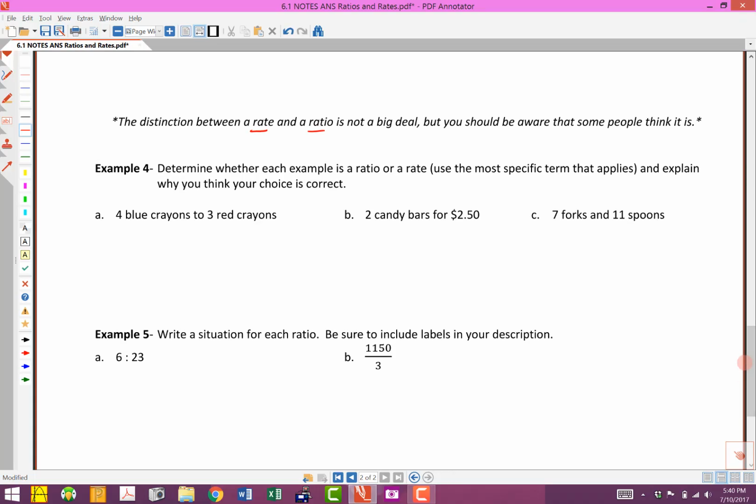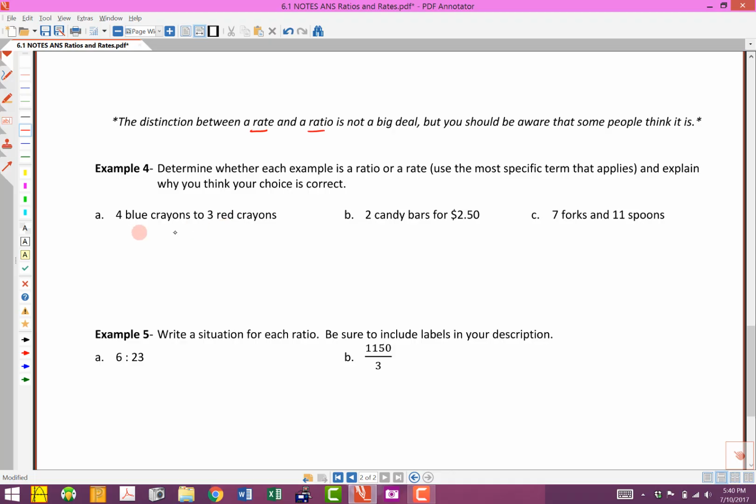Now, what I'd like to do on this example is determine whether each example is a ratio or a rate, and try to use the most specific term that applies to that particular one, and then be able to explain why you think your answer is correct. So if you want to go ahead and try these, you can pause the video, work ahead, and then see if we kind of agree. So I'll go ahead and let you do that.